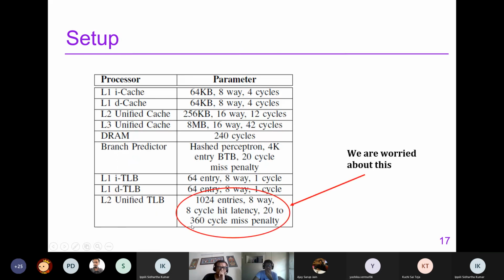This is the important TLB configuration which we are worried about. It is a 1024 entry, 8-way associative TLB, and has a miss penalty of 20 to 360 cycles, and has a hit penalty. How do they get a 360 cycle miss penalty, which is huge? I am also stunned by this. They also mentioned some Java applications where the penalty was around 300 plus. I don't know how they achieved that, but they've reported it as such.